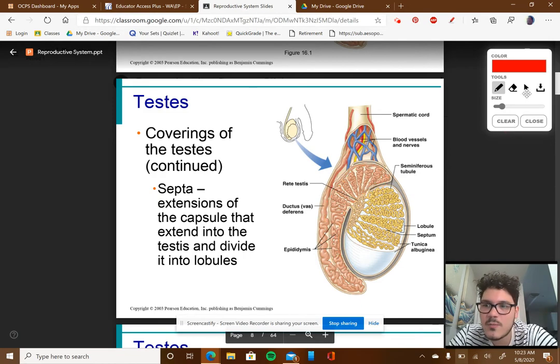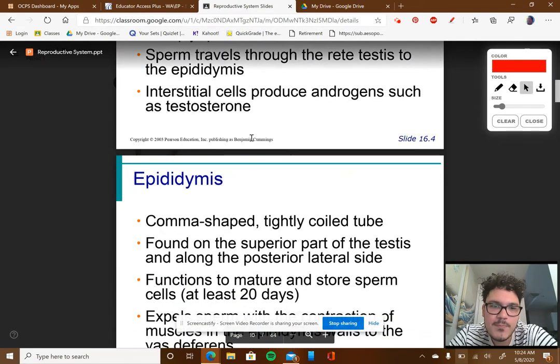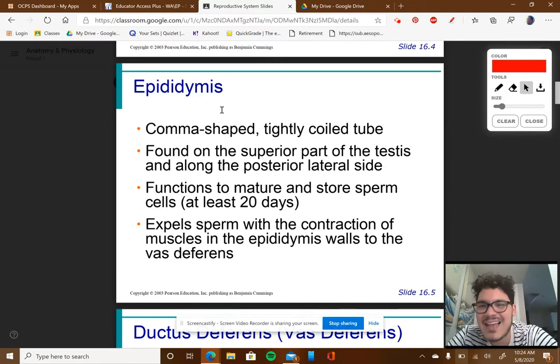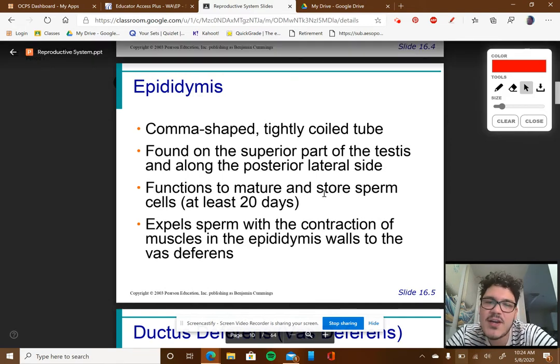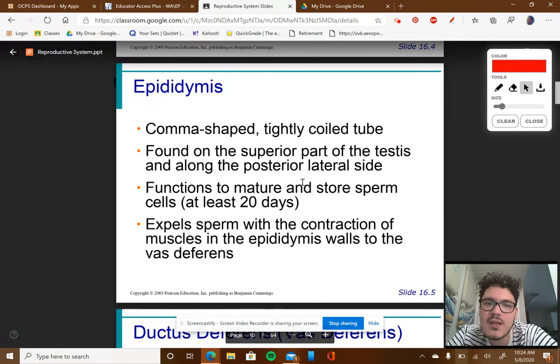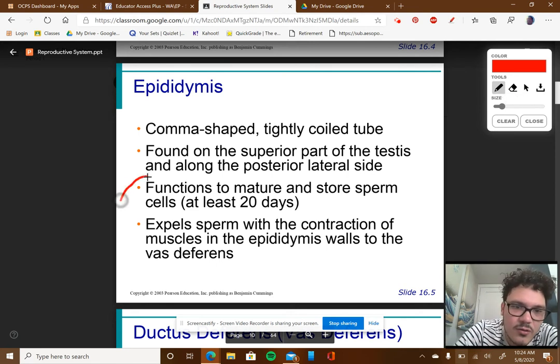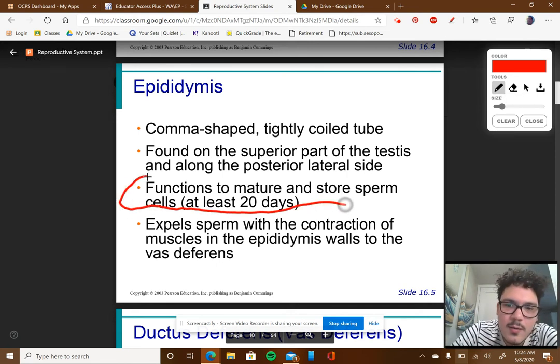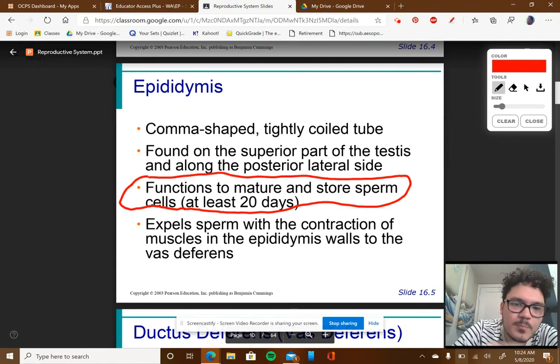So let's discuss a little bit more about what the epididymis does. The epididymis is this comma-shaped, tightly coiled tube. It is found on the superior part of the testes and along the posterior lateral side, as we mentioned, and functions to mature and store sperm cells. So let's go ahead and underline or circle this entire bullet right here. That is very important as far as the major purpose of the epididymis. Why do we have this structure in the first place?